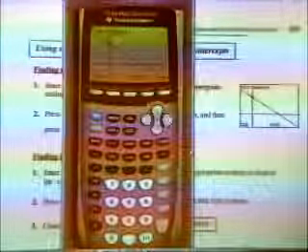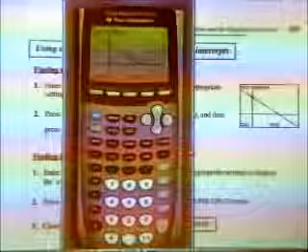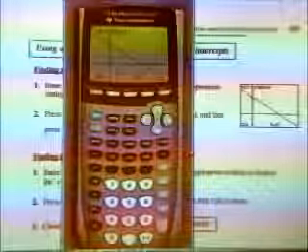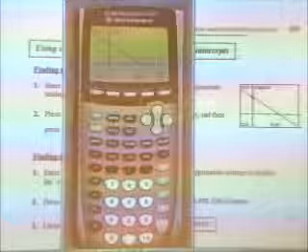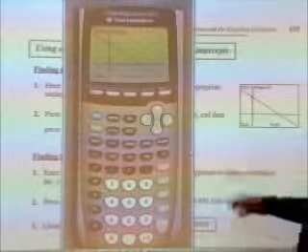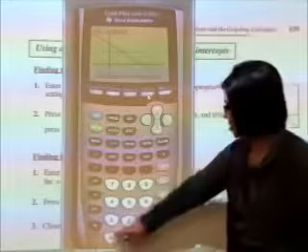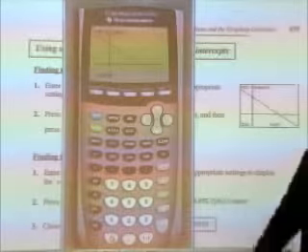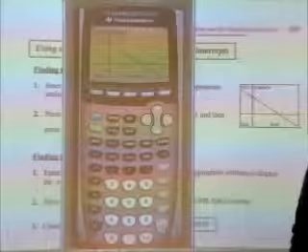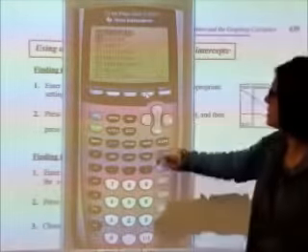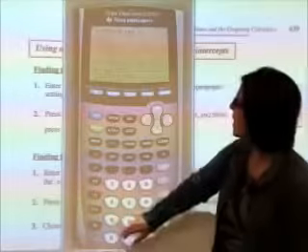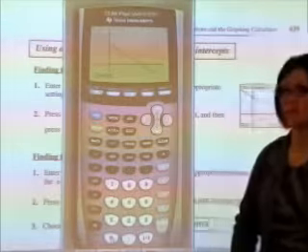Any questions so far about the y and the x-intercepts? How do you get the x equals 0? I can either press trace and just hit 0, which is probably the easiest, or I can go to my menu, second calc, and then number 1 for value, and then it prompts me x equals 0.